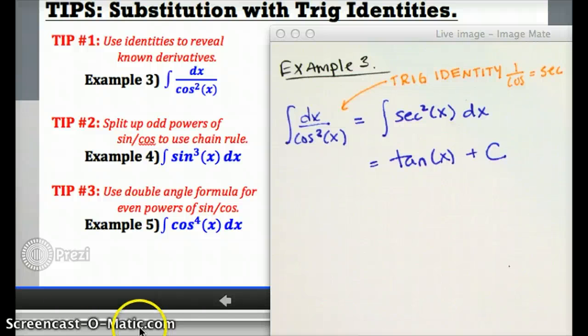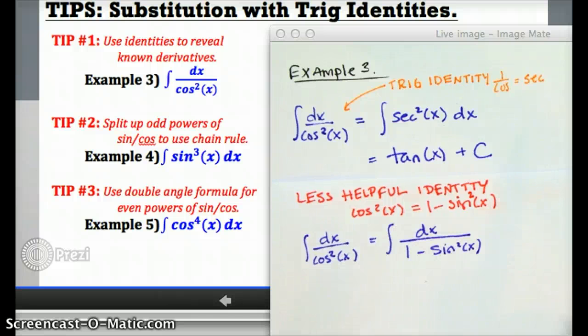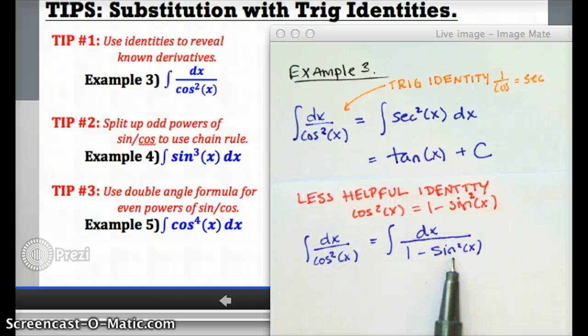Now, just in case some of you are feeling some little anxiety butterflies because you chose the wrong identity, let's take a look at what would have happened. So first of all, instead of calling it the wrong identity, let's call it the less helpful identity. Because it's not that you're really making a wrong step, it's just that it turns out to not help. And it's really important that you start to trust that you will see why something is or isn't helpful, and you'll be able to come up with a different idea if it's not. In this case, it's actually perfectly fine to replace cosine squared with 1 minus sine squared. This is a true mathematical statement. You haven't made an error.